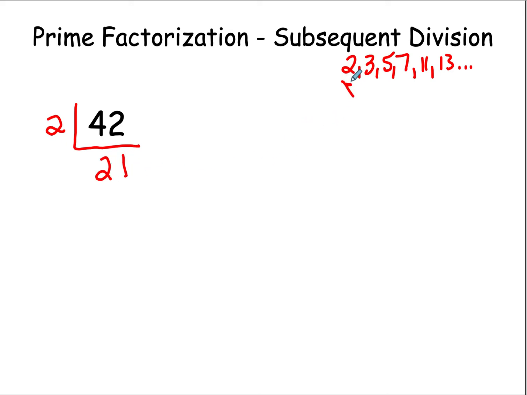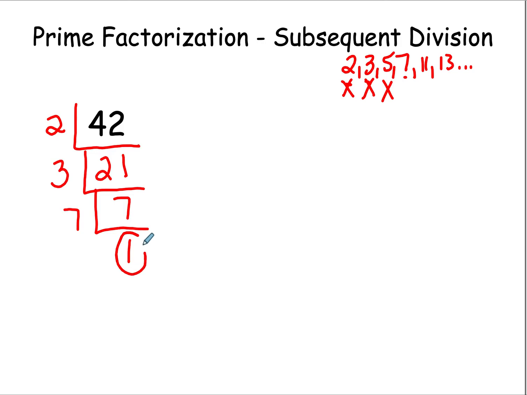Well, 2 can no longer divide into 21, but 3 can divide into 21. So I'm going to divide 21 by 3, and I get 7. So now 3 cannot go into 7. 5 cannot go into 7, but 7 can go into 7. So I do 7 divided by 7, and now I get to 1. That's how I know I'm done, when I get to 1.